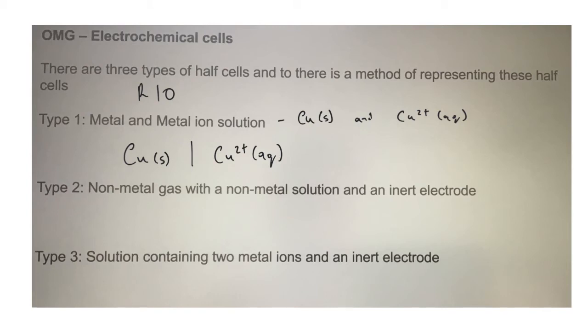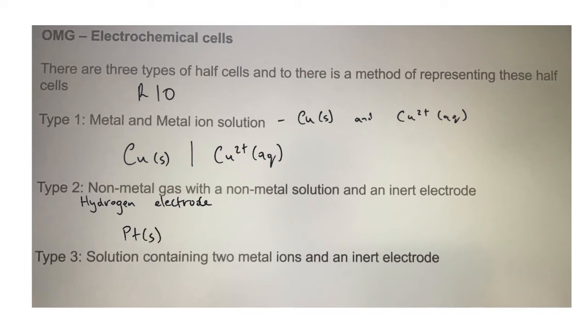Type 2 is a non-metal gas with a non-metal solution and an inert electrode, okay? Example here is the hydrogen electrode, okay? Now when we haven't got a metal to carry electrons for us, we have to use a platinum electrode. And we use platinum because it's inert. In other words, it will not react.